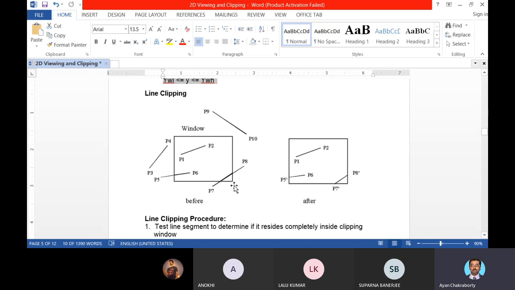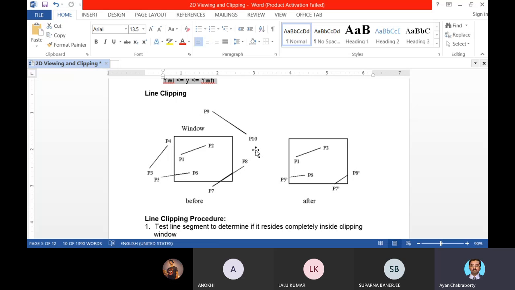So we can't say that if both the endpoints of the straight line, like P9 and P10, are outside the window frame, then the total straight line is outside the window frame or completely invisible. We can't say that, right? Is it true? Yes, sir. Yes. So we can't say that.